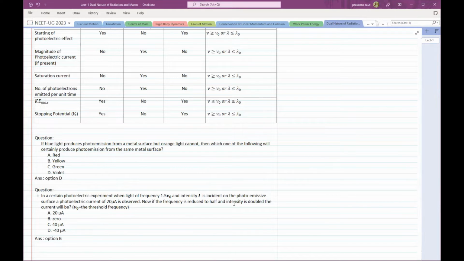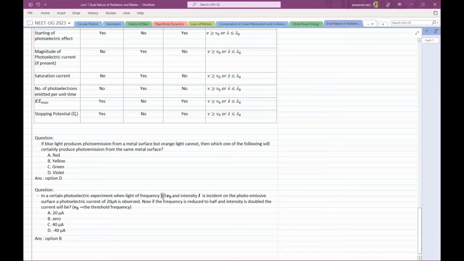Now intensity is doubled, then definitely current should be doubled. But the problem is you are reducing frequency to half. Now you have halved the frequency. What was that frequency? It was 1.5 times nu naught, right? And what is this 1.5 times nu naught? It is greater than nu naught, right?